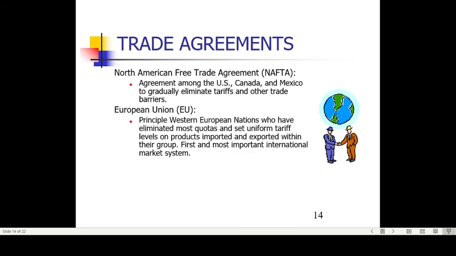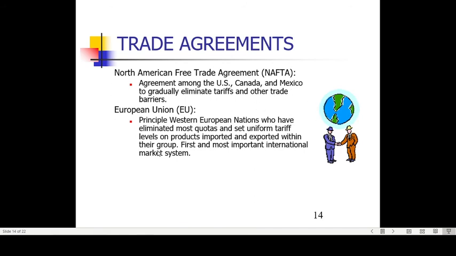So for example, the tariff and trade agreements. For the North American Free Trade Agreement, or the NAFTA agreement, among US, Canada, and Mexico, they gradually eliminate tariff and other barriers. Meaning to say, in these countries they do not have any tariff rate. For example, the exchange of products, import or export products, they do not have tariff taxes. Like for example, US, Canada and Mexico. As you will know, these are neighboring countries, no?